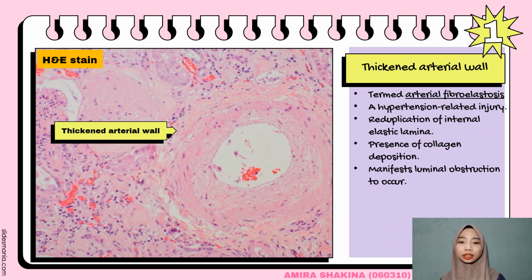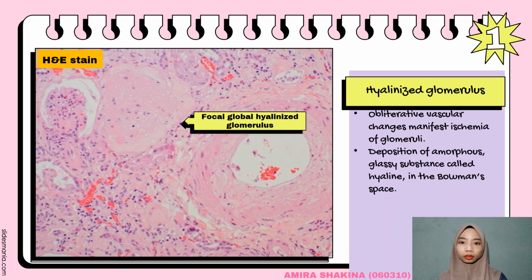In the first figure, a thickened arterial wall can be seen. This histopathological change can be termed arterial fibroelastosis. Arterial fibroelastosis is a hypertension-related injury. This change in thickness is due to reduplication of the internal elastic lamina with the presence of collagen deposition. This leads to narrowing of the arterial lumen, thus causing luminal obstruction to occur.